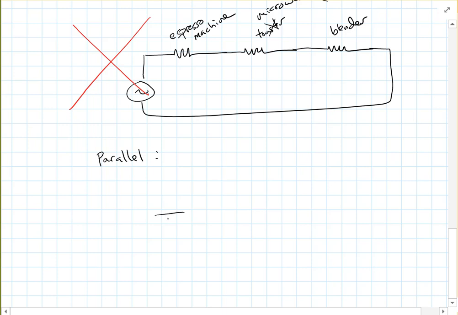So here's our power source, right? Our battery or the outlet in the wall. And we hook up a device to it, an espresso machine. Speaking of espresso machines, I'm getting thirsty. Okay. And so now this device is getting the whole voltage of the battery, right? Delta V battery. Now, let's say I hook up another device to it, a toaster.